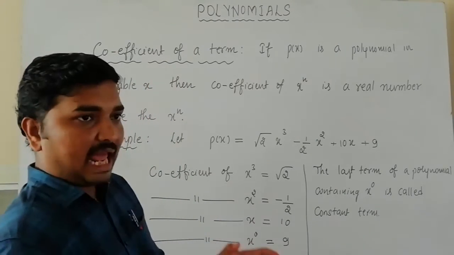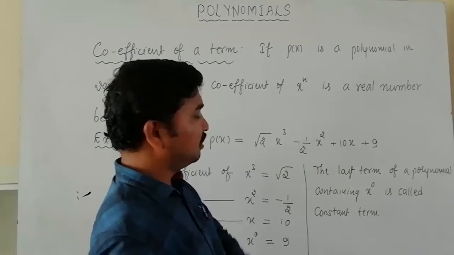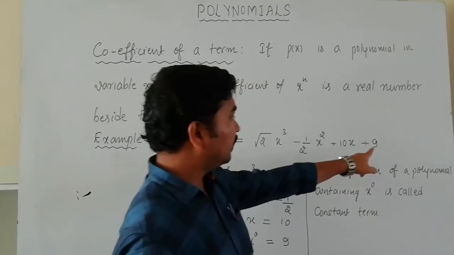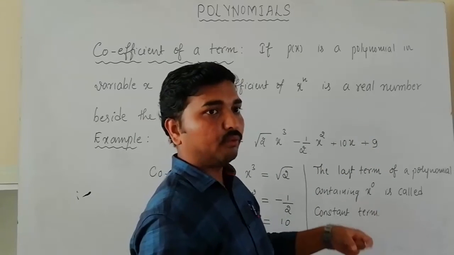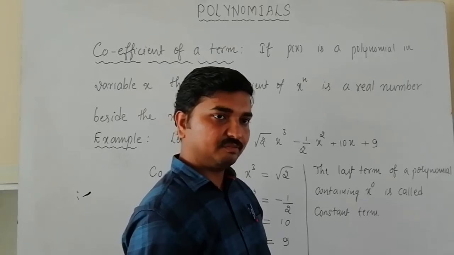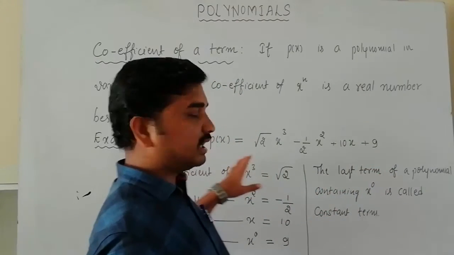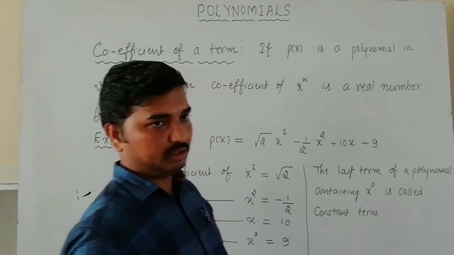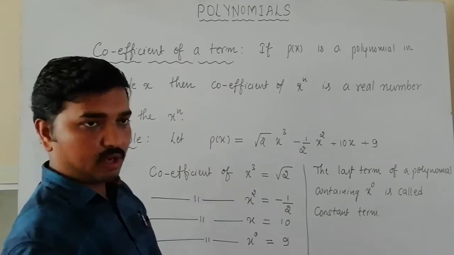So if someone asks what is the constant term of the polynomial, or which is the constant of this polynomial, your answer should be equal to what? 9, which is the coefficient of x power 0. Okay, coefficient of x power 0 means 9. What is the constant term of the polynomial means? Once again the answer is 9. Okay, remember this one. And one more thing.